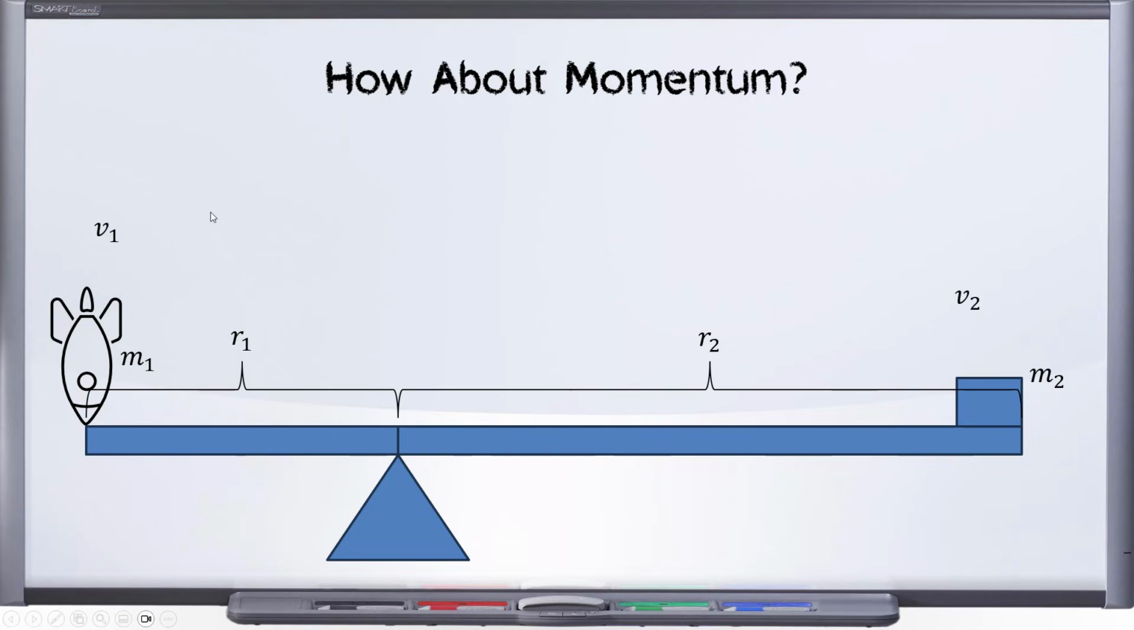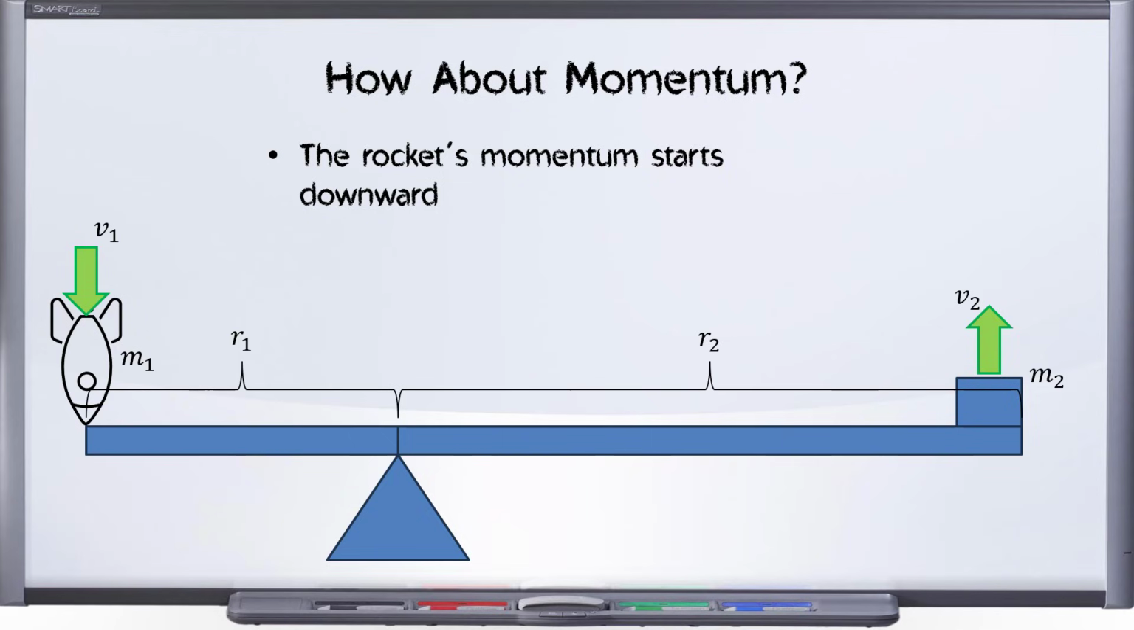I'm thinking of a rocket, and in this case, instead of applying a steady force on the rocket, I'm going to give the rocket some speed and let it smack into the beam. It's cruising along at velocity v1, and it slams into the beam, and that beam brings the rocket to rest. And in so doing, it flings a mass here on the other side, and boom, it shoots that mass off the other way. Can we look at this as a case of conservation of momentum?